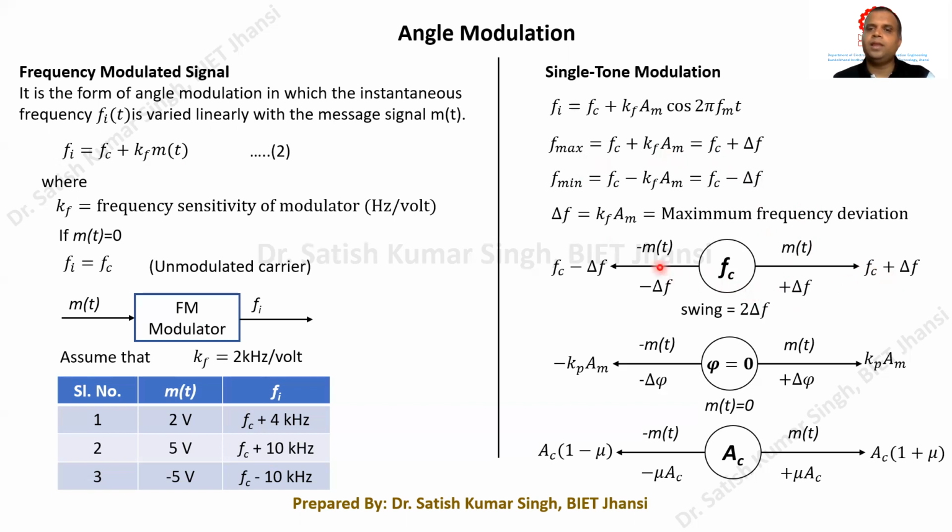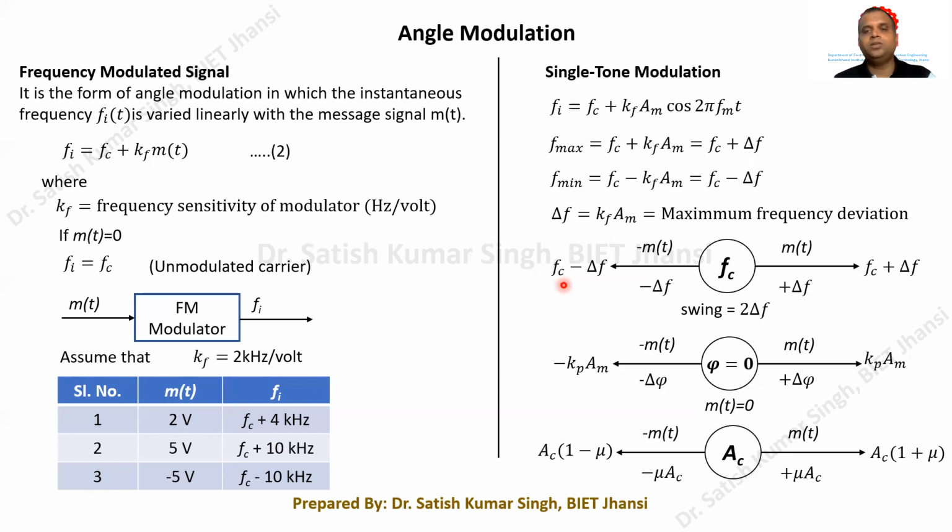Similarly, if we get a negative value of m(t), then for the minimum value of m(t) this fc is going to be reduced. Here it is increasing by delta f and becoming fc + delta f. Here it is reducing by delta f, and the minimum frequency becomes fc - delta f. This is how our frequency is made to vary with respect to the magnitude of the message signal.